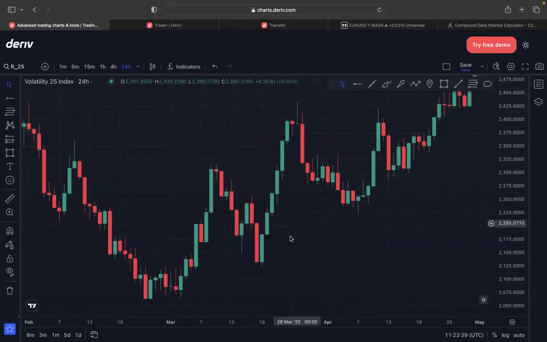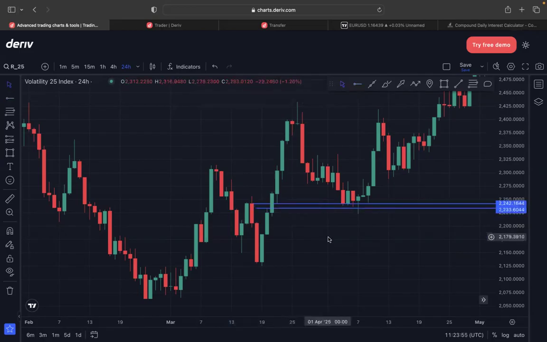Okay, look at this one now here. Look at this move here. Let's see. I don't know for sure yet, but let's see if there's actually a fair value gap here. Yeah, there's a small gap here. As you can see, there's a small gap here. So there's a gap here, as you can see. Even this one too.